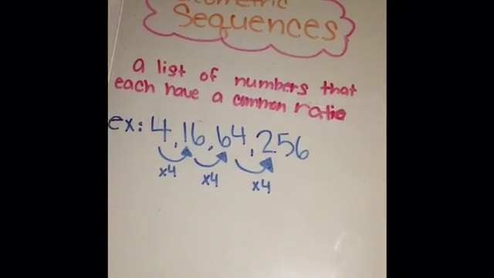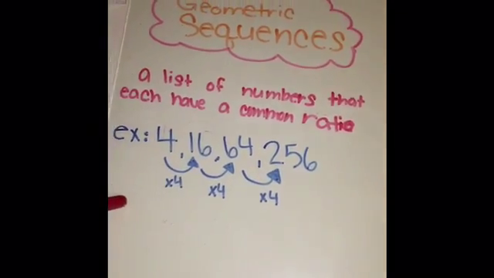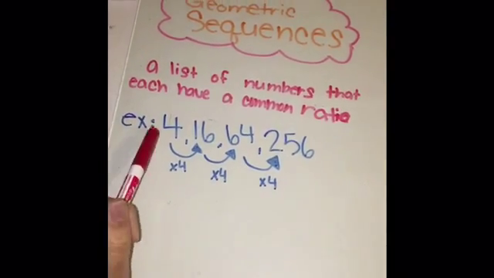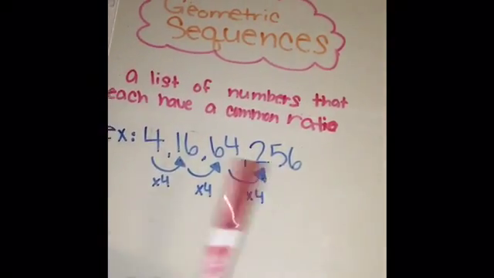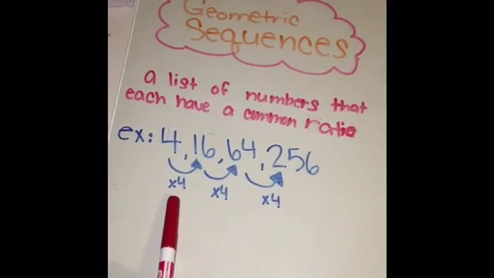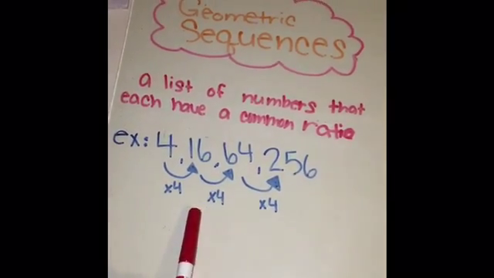Geometric sequences are a list of numbers that each have a common ratio. For example, 4, 16, 64, and 256. To get from 4 to 16 you multiply by 4, and 16 to 64 you multiply by 4, and so on.